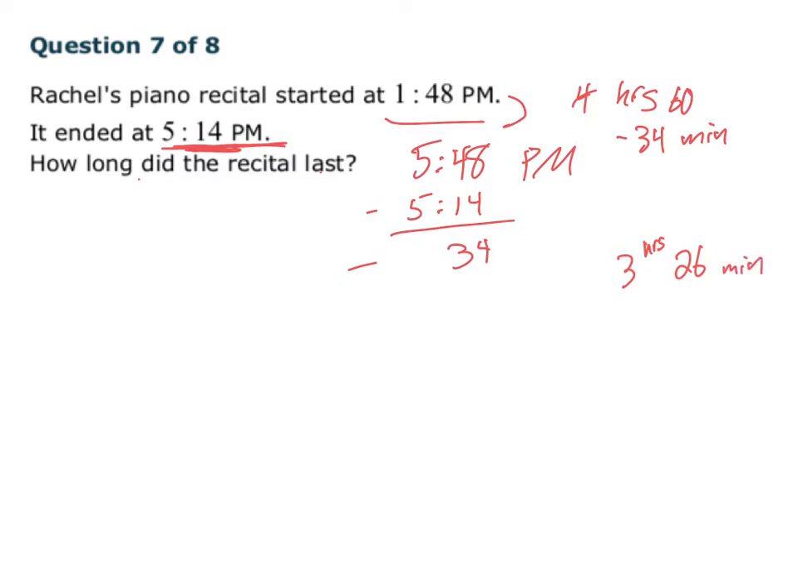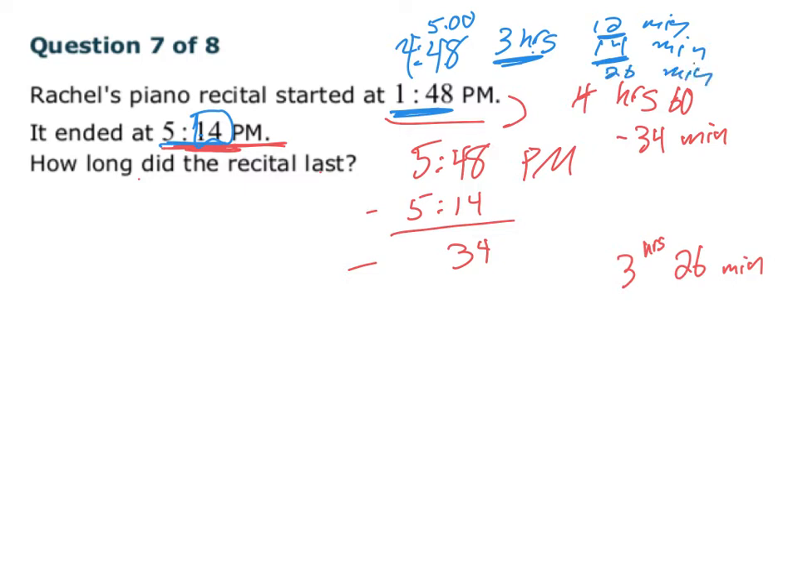It's one way to do it. Okay. Another way I could have done it is added up until I got to 4:48. So that would have been 3 hours. And then from 4:48 to 5, that's 12 minutes. And then from 5 to 5:14, that's another 14 minutes. So it's 3 hours plus 12 minutes plus 14 minutes, for a total of 3 hours, 26 minutes. Your notes don't have to look like this. I just want you to work it out one way or the other.